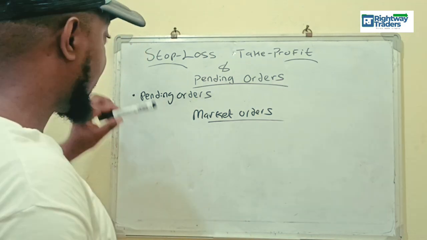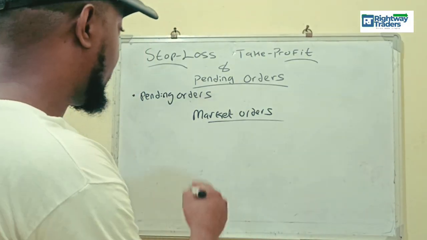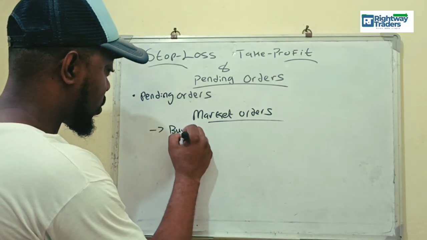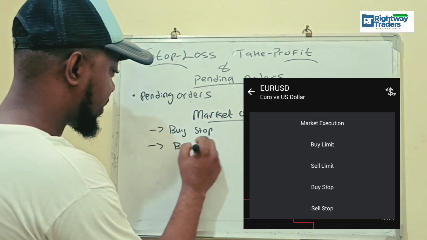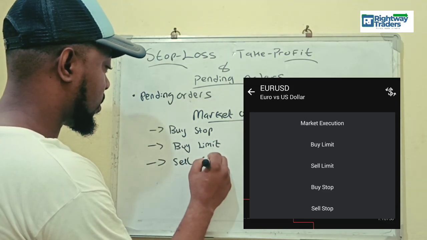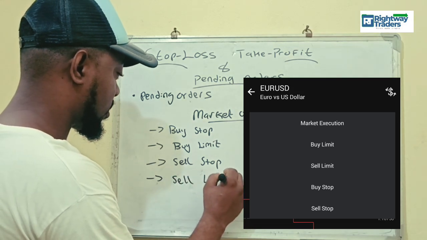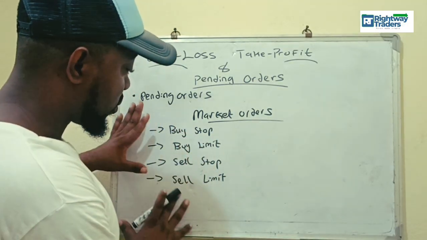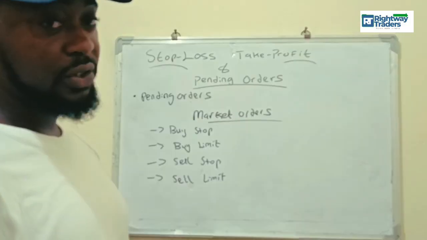Okay, but pending orders are the opposite of what market orders are. So we have four major pending order types: the buy stop, the buy limit, the sell stop, and the sell limit. Okay, let me just say two major types, because whether you're buying or selling, there are two major types, which are stops and limits.